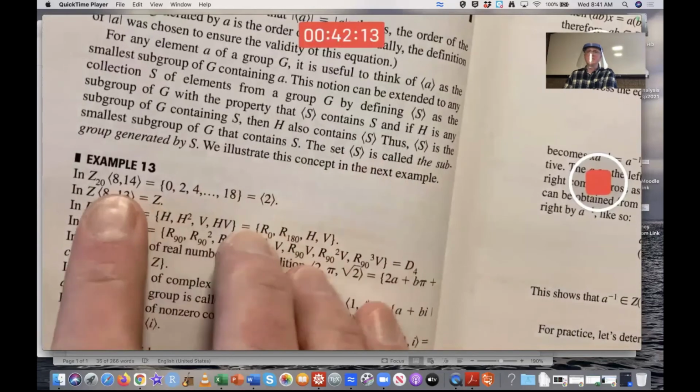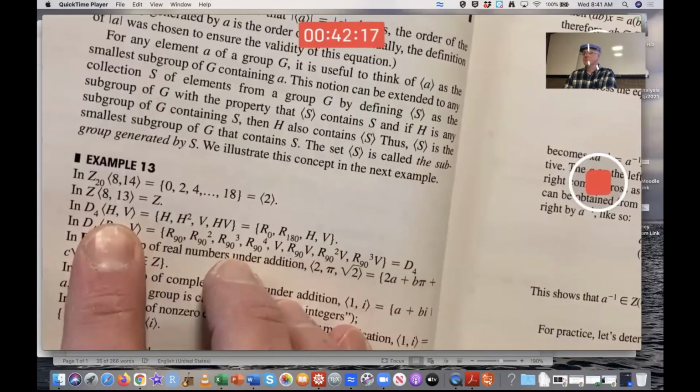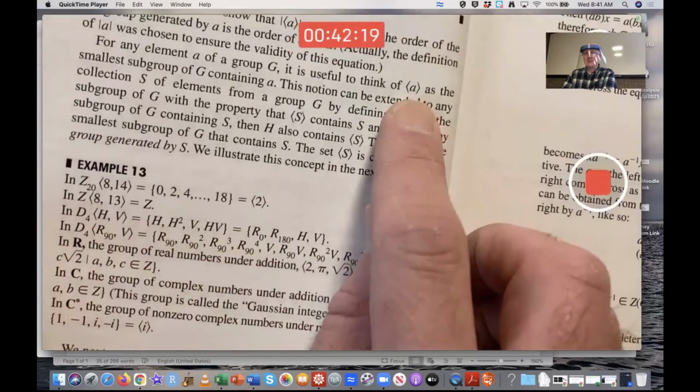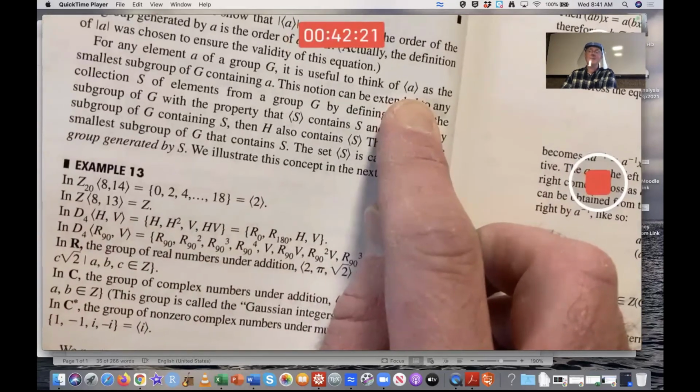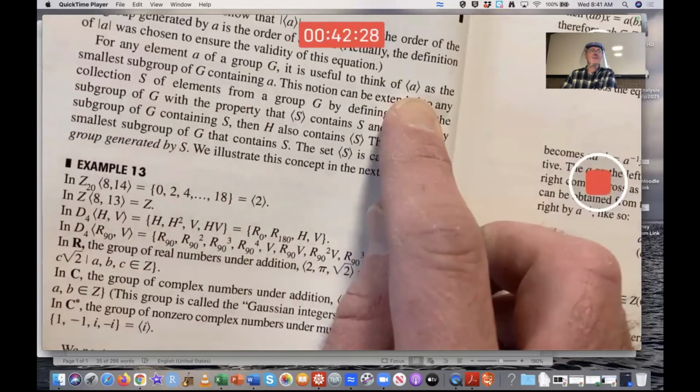I'm not going to make a big deal of this notation. It's not something I really focus on. I do focus on this notation where you just have one element, where you're talking about cyclic groups, cyclic subgroups generated by individual elements. We will focus on that. That will be more important for us.